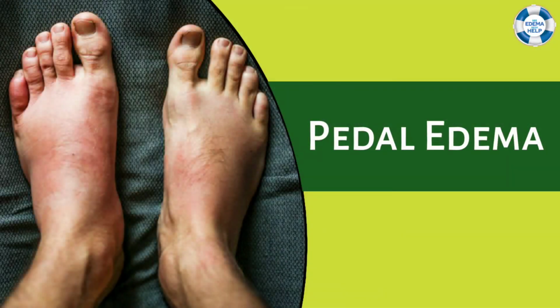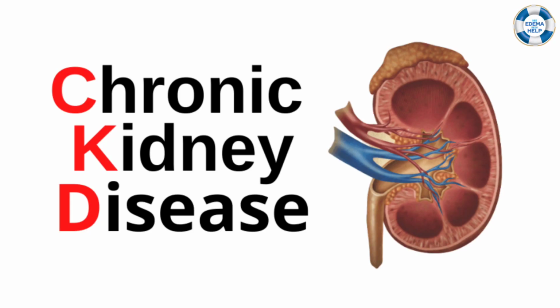So today we'll be discussing pedal edema, which is an indicator for chronic kidney disease. Let us explore what this pedal edema is, what its causes are, and how it signifies the presence of CKD. It is the swelling of the limbs. How is it formed? Basically, it is the buildup of salt water within the legs.